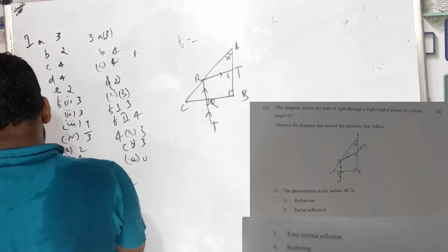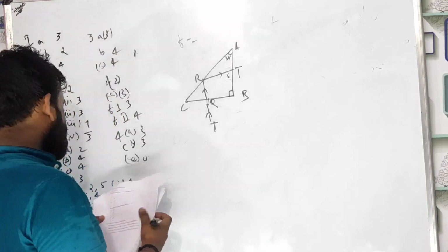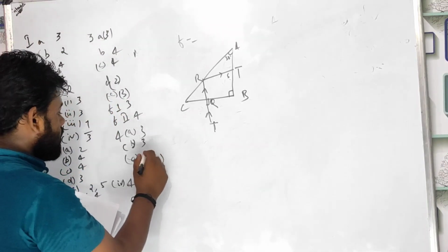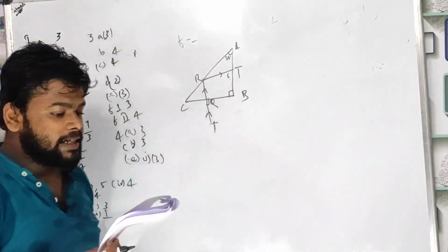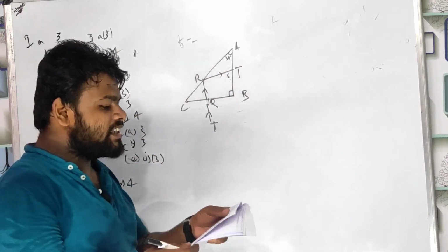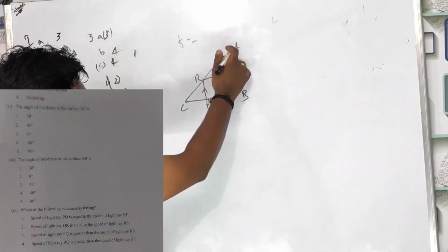Option 3, TIR, is the correct option. Here the ray will bend as TIR, total internal reflection. The angle of incidence at the surface AC, what will be the angle of reflection?